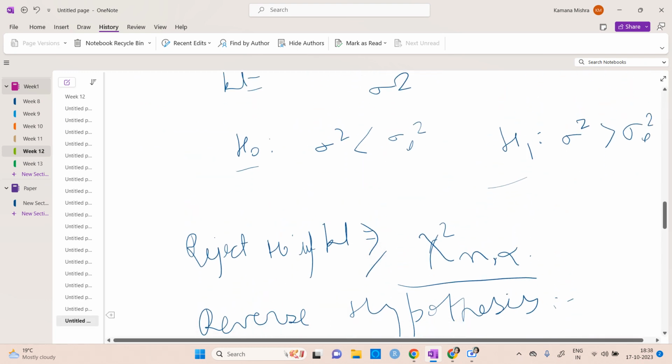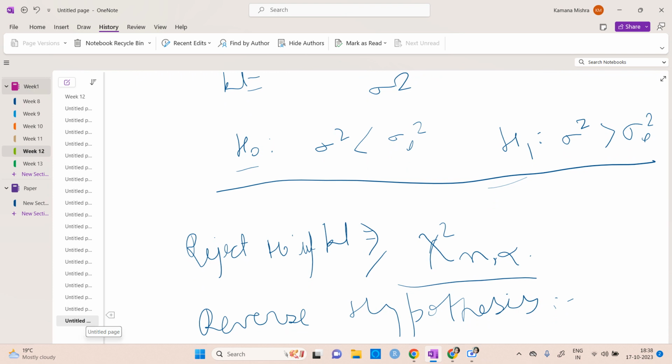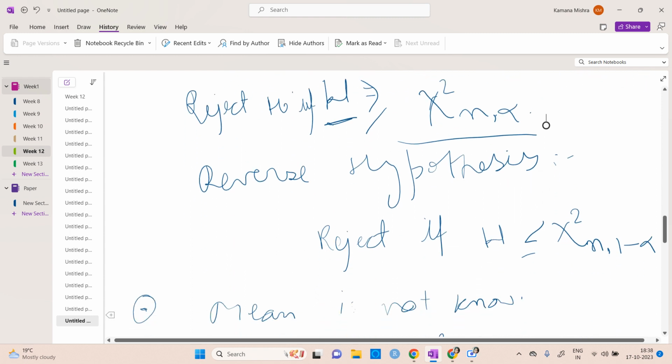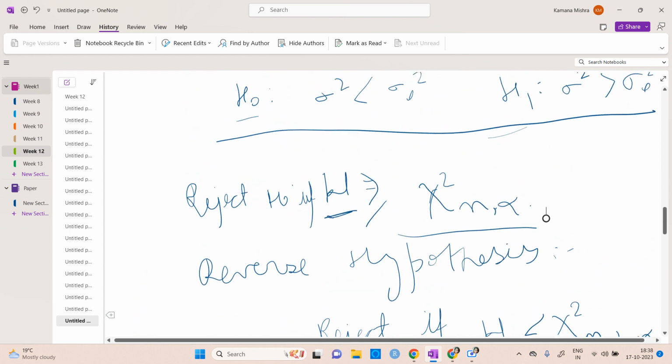We reject H naught. So H naught and H1 is the same, right? This is the same, this is varying, and then we are rejecting when our W is greater than chi square. W is our value and this is a fixed value, so we are rejecting this null hypothesis when it is greater than.